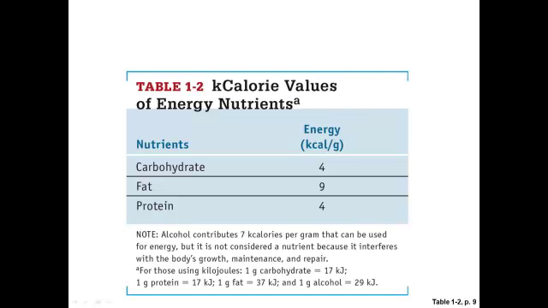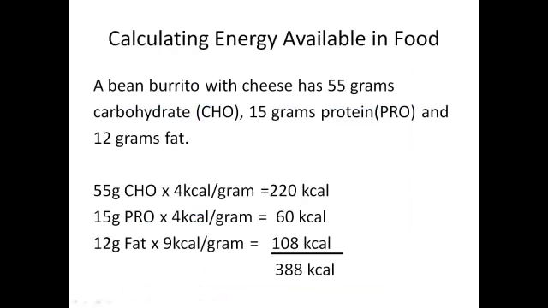As you see, alcohol can contribute 7 kilocalories per gram that can be used for energy, but it is not considered a nutrient because it actually will interfere with the body's metabolism. So let's look at calculating the energy available in our foods.